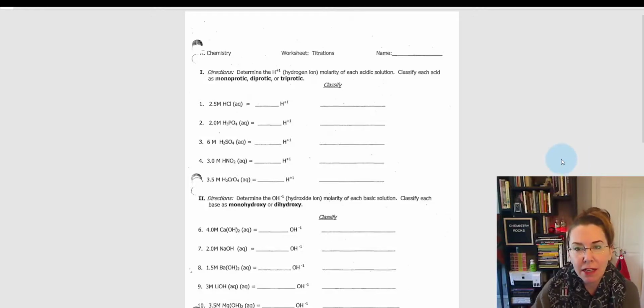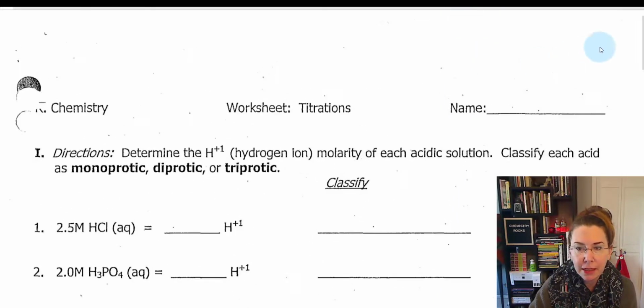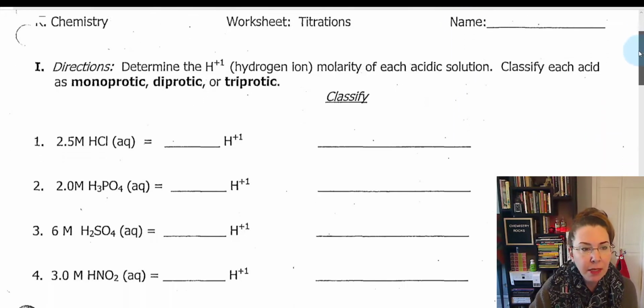So I'm going to be talking to you about the titrations worksheet, which was pages 39 and 40 out of our acids and bases pack. Okay, I'm going to be going through all the solutions to those problems. Alrighty, so let's start off at the top.